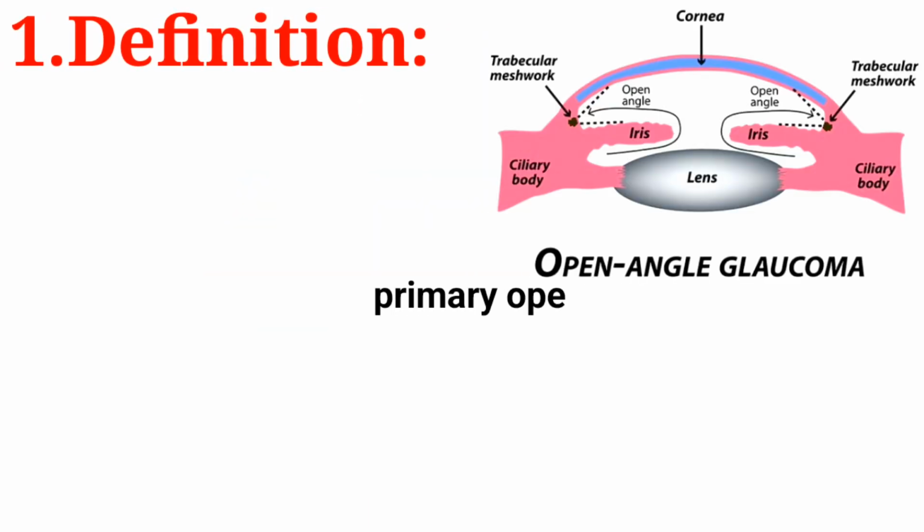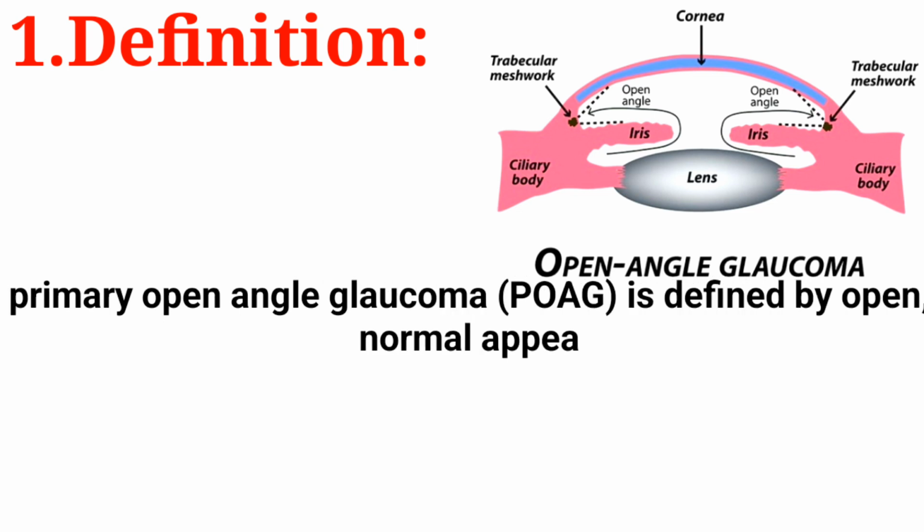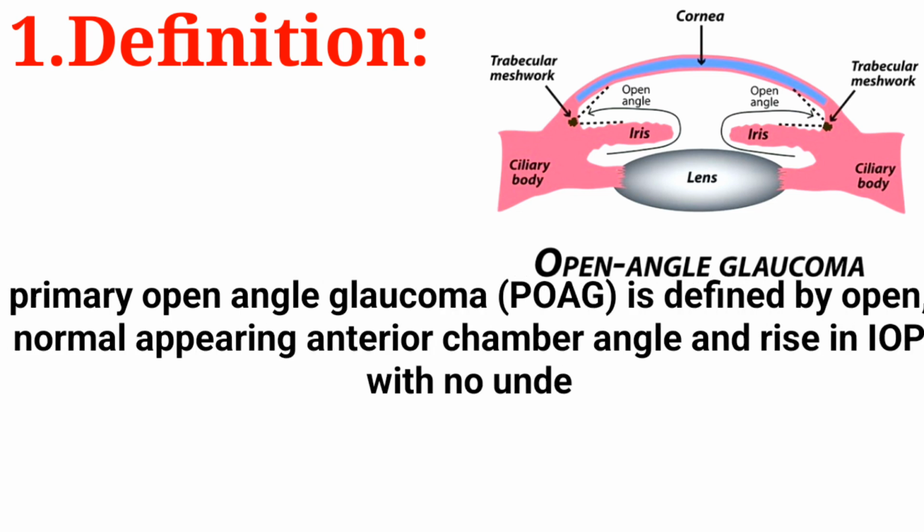Definition: primary open angle glaucoma is defined by often normal appearing anterior chamber angle and rise in intraocular pressure with no underlying disease. That's why it's called primary open angle glaucoma.